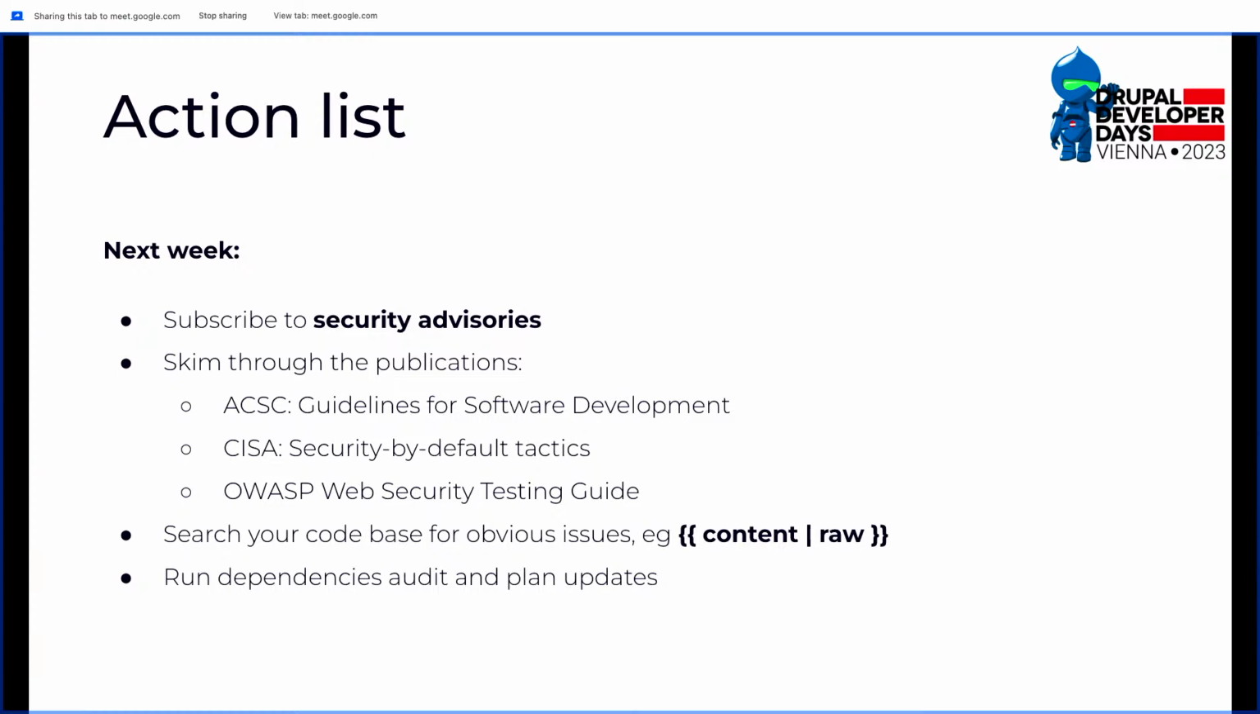Well, anyway, there's a database of all the security vulnerabilities that are coming out, and you can search for Drupal and WordPress and everything else. So just subscribe to one of those, and read through those publications. The link will be later. And next week, search your code base for content raw, just to see how far the issue goes, and run the dependencies audit. It's quite easy with Composer.